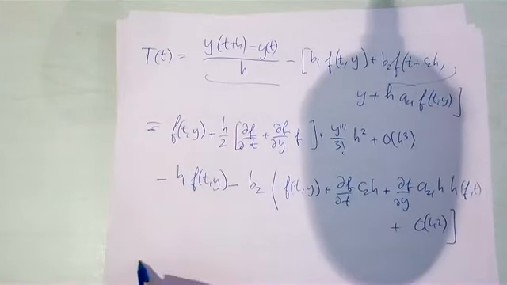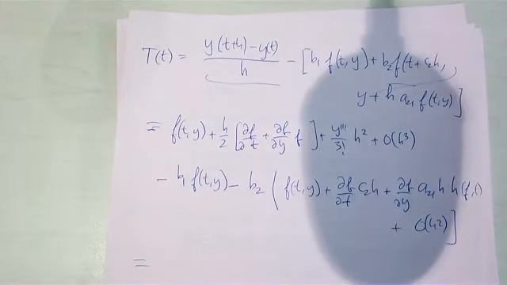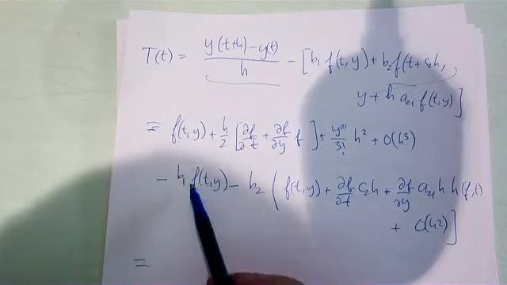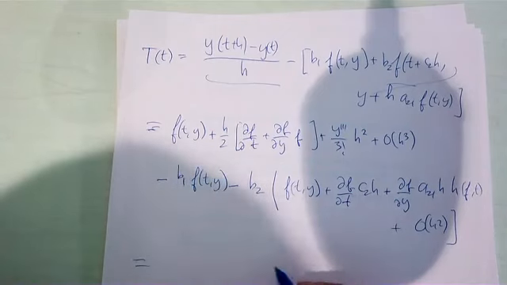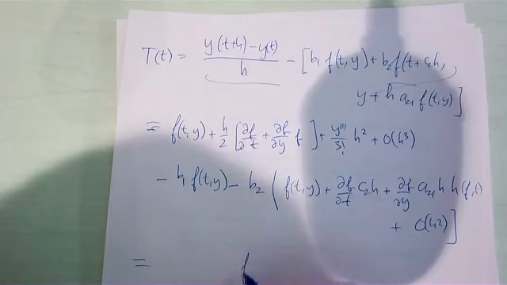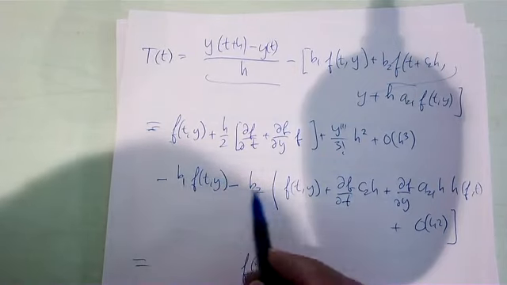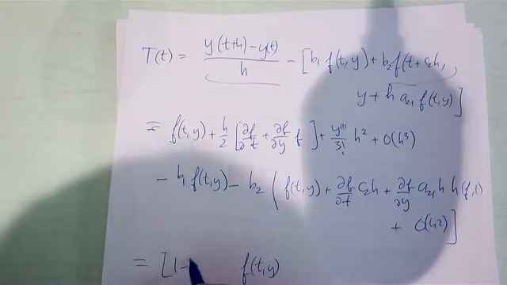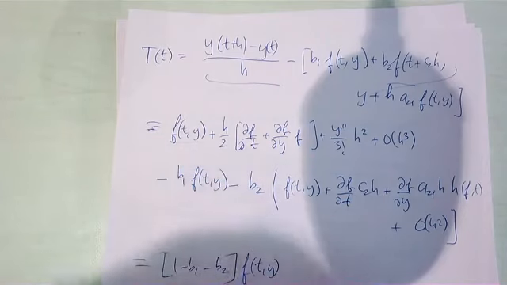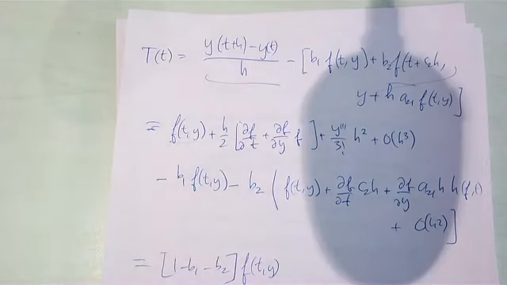So see, I just combine it. If I combine it, then what is the common term? So the common term for f dy will be f dy, and you have 1 here, you have minus b1 minus b2 here, so you have 1 minus b1 minus b2. Okay, so that is how I got this one.